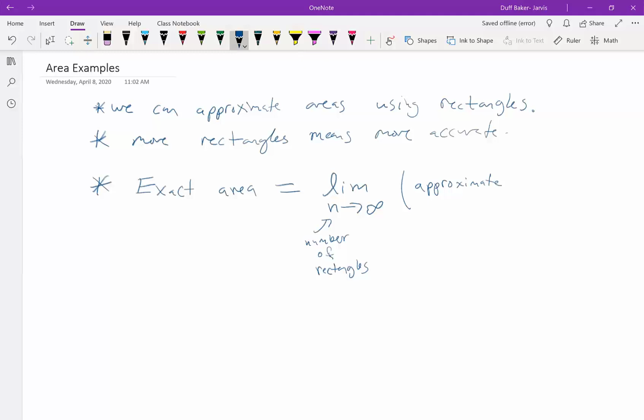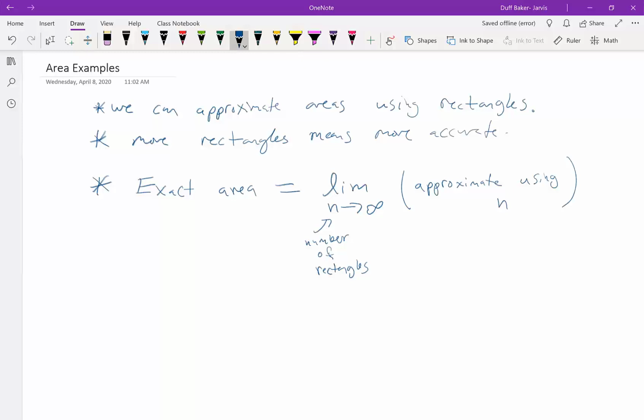So you look at what happens when you approximate using 100 rectangles, you get some number. You approximate using 500 rectangles, then 1,000, then 1,000,000, then 1,000,000,000. And you try to understand what pattern is happening in those numbers. Are they approaching a single number? And that single number, if it approaches anything, will be the exact area.